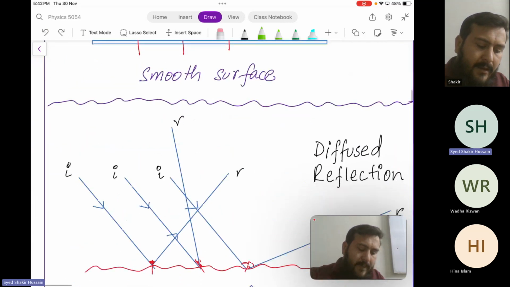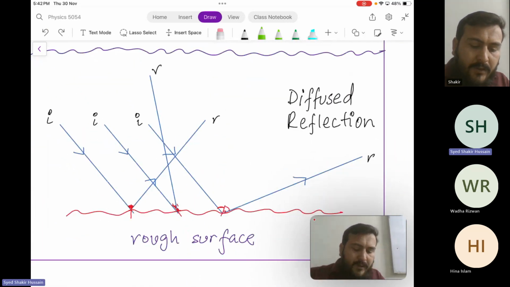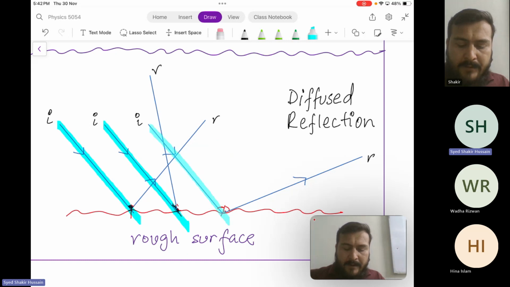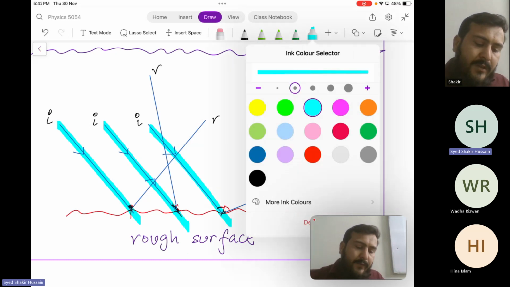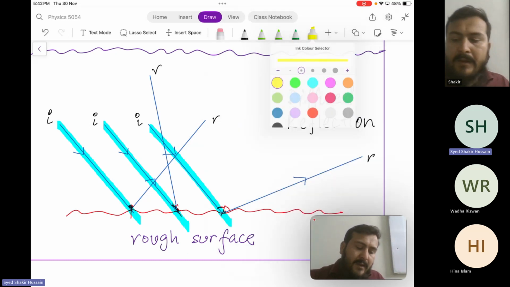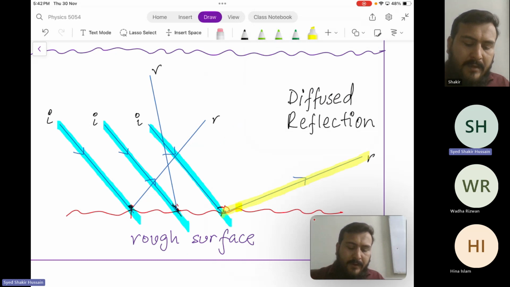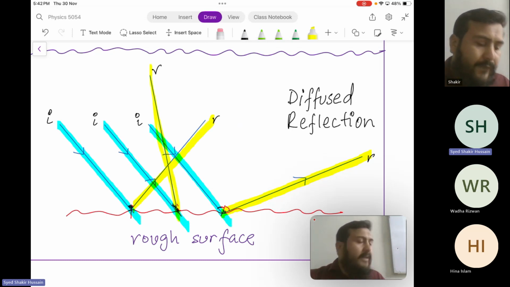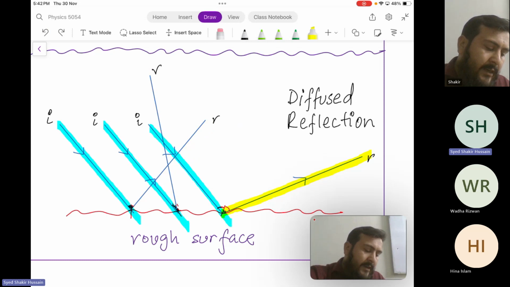Okay. Then diffused reflection. In diffused reflection, you will find that all the incident rays are parallel to each other. But all the reflected rays are diffused. The reflected rays are not parallel to each other. You see, one ray goes like this, the other goes like this, the third ray. They are all dispersed. They are all diffused. So, in a diffused reflection, this is what you will find.